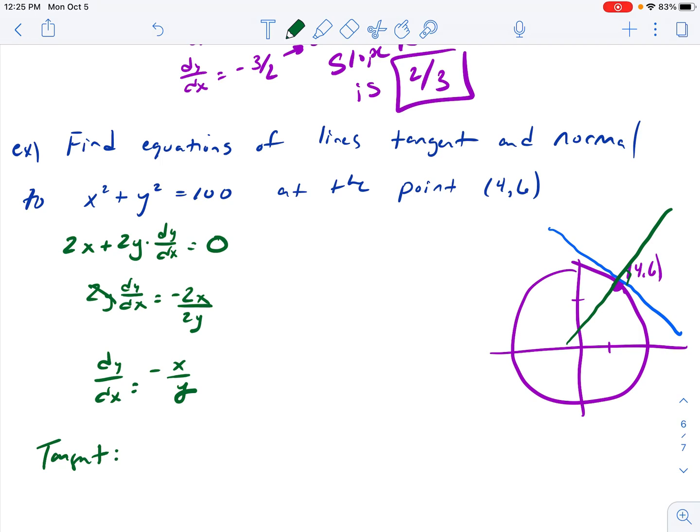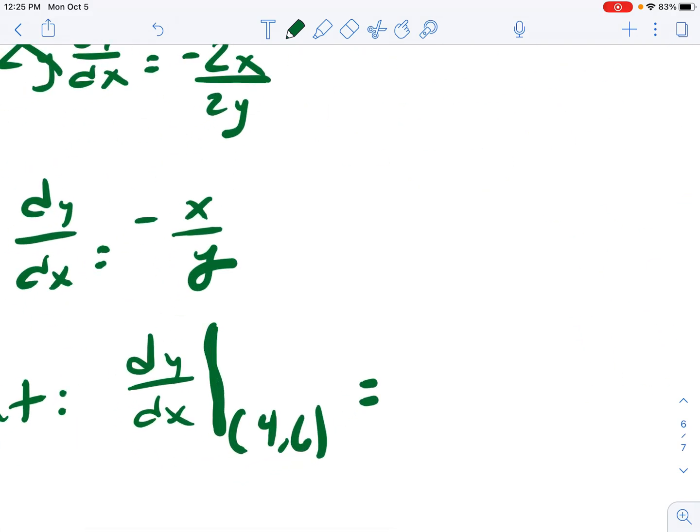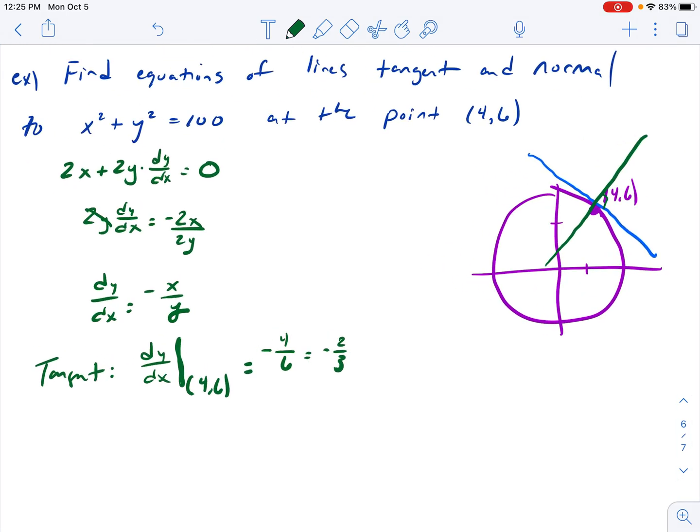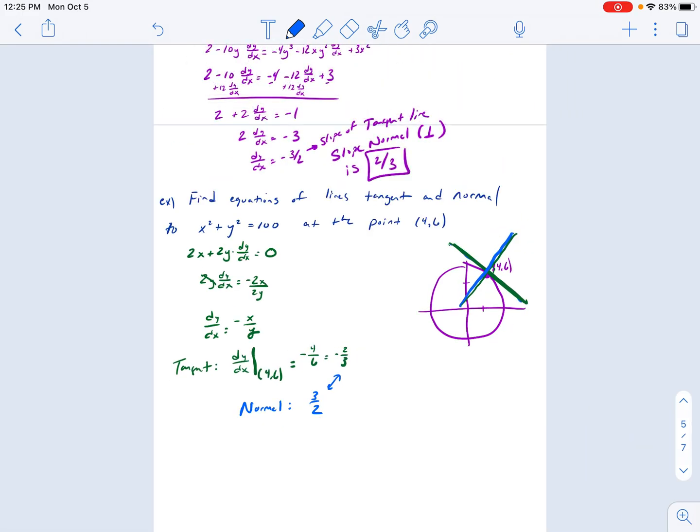So tangent, we're going to evaluate dy dx at the point (4, 6), and that's just kind of the notation. There's a little bar with the coordinate at the bottom, and we're going to plug in 4 and 6. So what do we get? Negative 4 over 6, or negative 2/3. Okay, that's the slope. That should be the blue line. That's the negative slope. And I'll make the normal one blue. That should be positive. So for normal, positive 3/2, right? Just take the negative reciprocal.